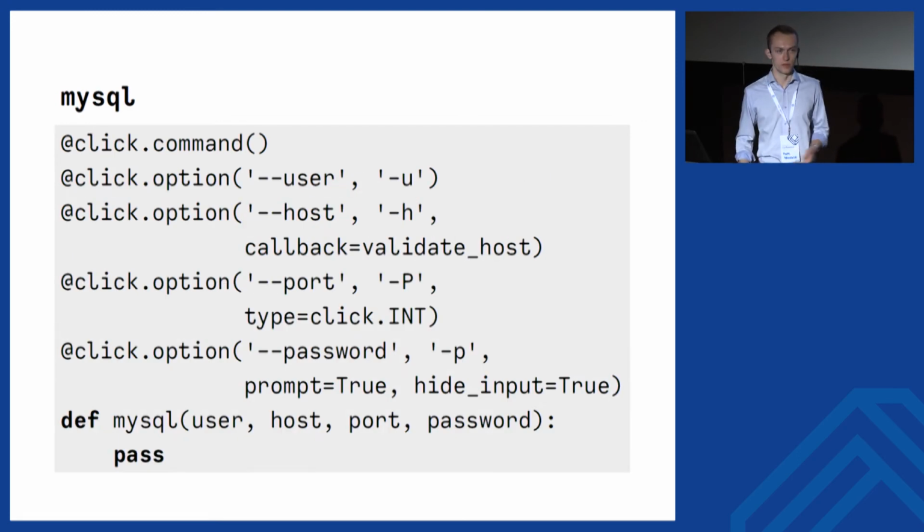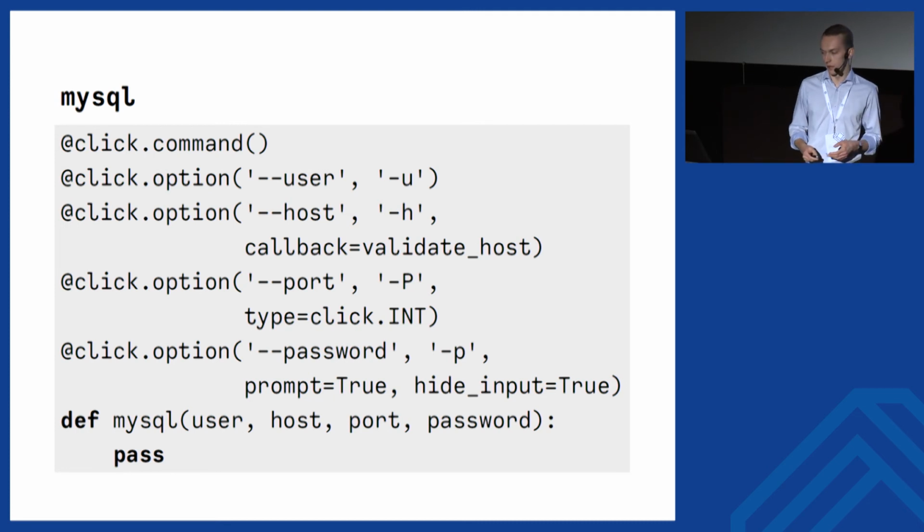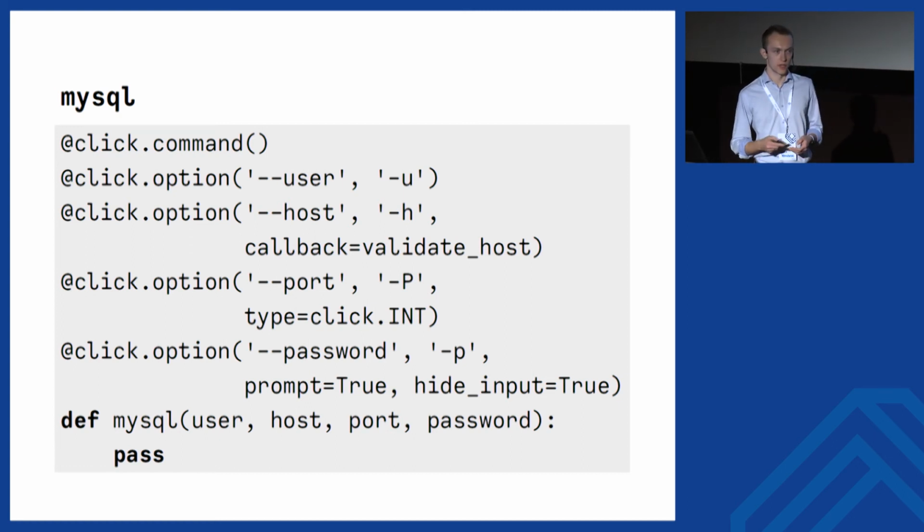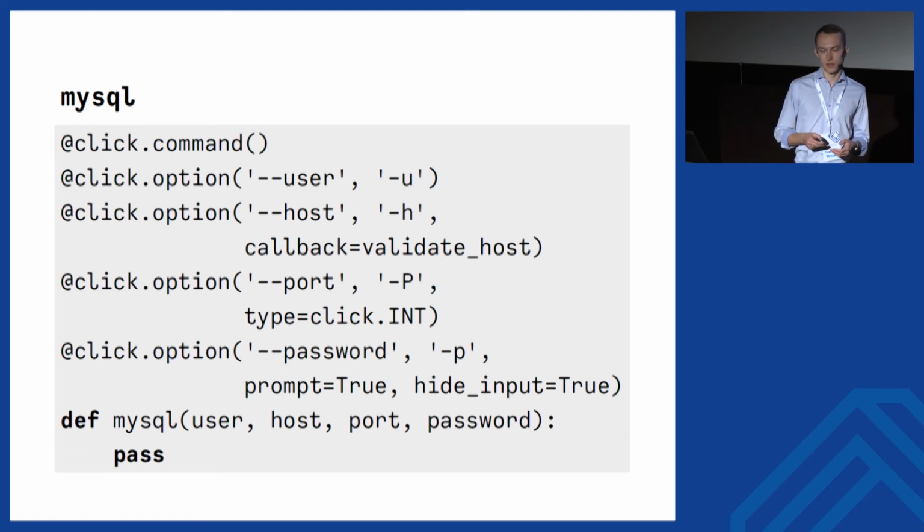If you want to define a MySQL client, you can define various options, like with the option decorator. You can define for each option two forms, the short and long one. So for instance, with user you would have --user or -u. In the second option, host, you can say that you want Click to call a callback to validate this option. So you define somewhere your validate host function. Click will call it, and you can check if the host is valid.